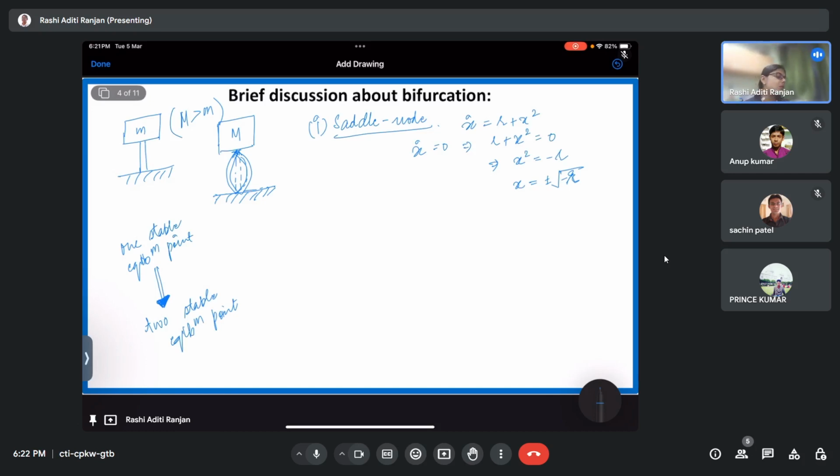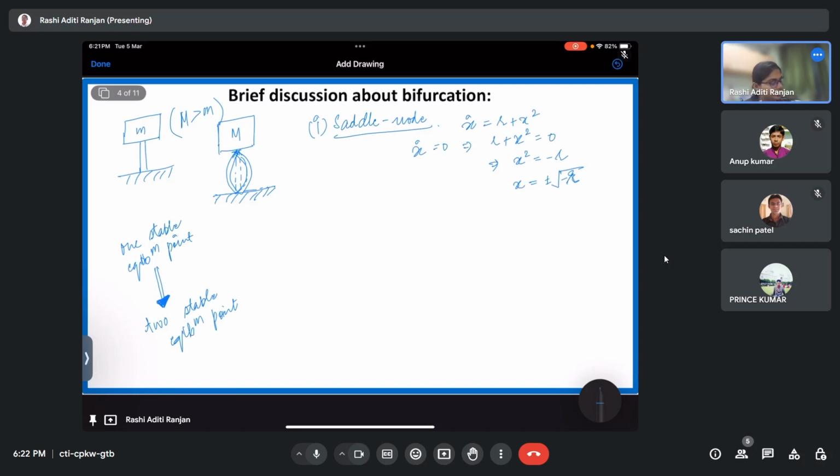If I'm having under root of minus r, can I have an imaginary fixed point? That is not possible. Physically also it is not possible. Can you have an imaginary fixed point? Can you have an imaginary position? That is not possible. It should always be real.